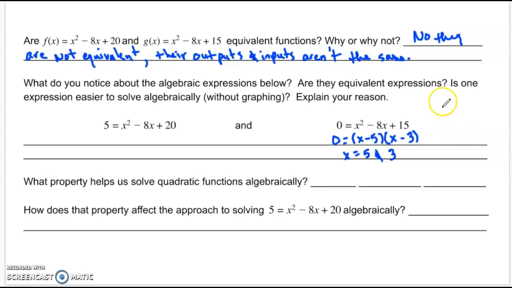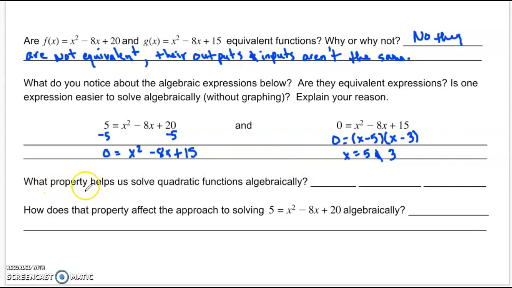Okay. Could we solve this equation over here? What do you think we could do? We could get rid of that 5 by subtracting it, couldn't we? And then what would happen? We end up with 0 equals x squared minus 8x plus 15. Interesting. So at this point, maybe you're starting to have an aha moment. Maybe you're starting to notice, oh, I just subtracted 5 and I ended up with an equivalent expression.